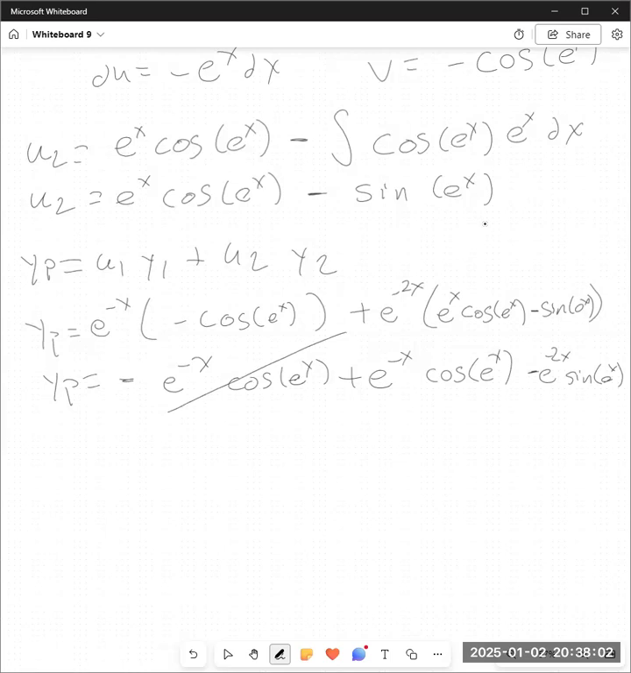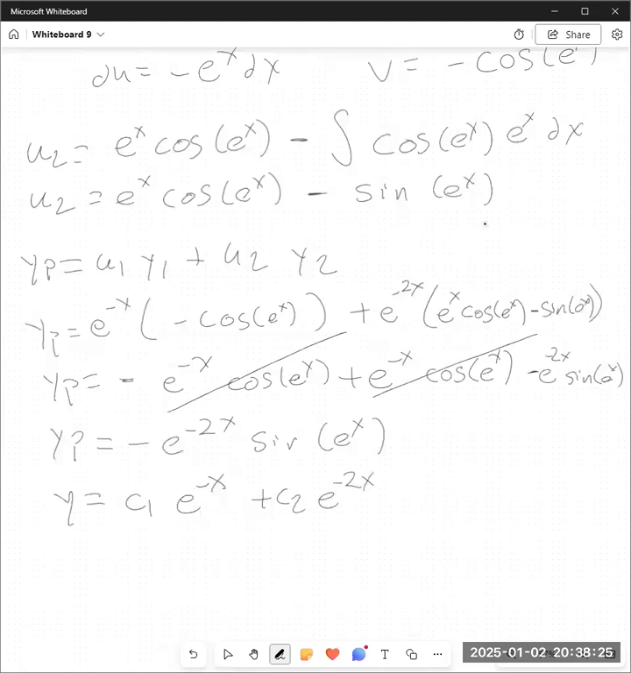So these are exact opposites that zero each other out, making my yp equal to a negative e to the negative 2x sine of e to the x, making my total solution y equals c1 e to the negative x plus c2 e to the negative 2x minus e to the negative 2x sine of e to the x. That'll be the last one that I'm going to do for this section.